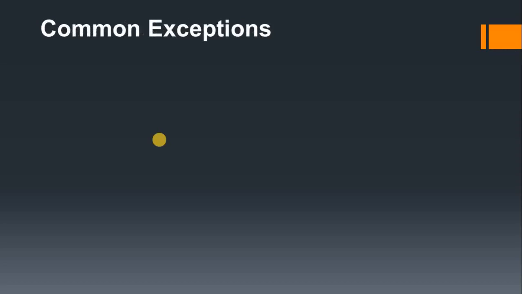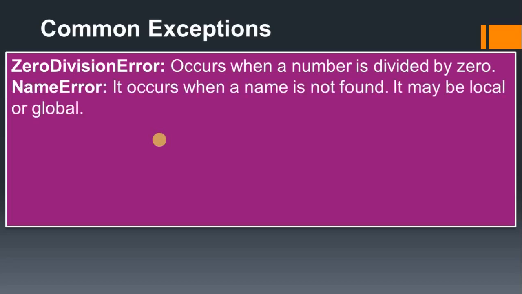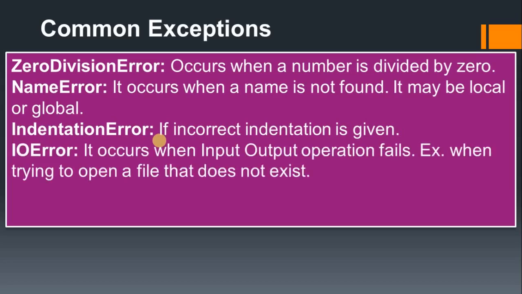Now, in common exceptions we have some types. This is just an introduction class on exceptions, so I will give a touch of the types of errors. The first one I already explained: it occurs when a number is divided by 0 and you get a runtime error. The second runtime error occurs when a name is not found, meaning you are using a variable improperly in a program.